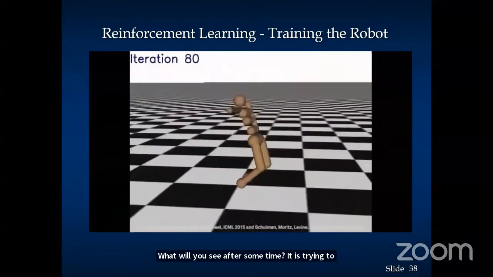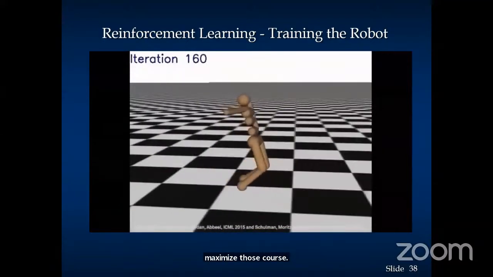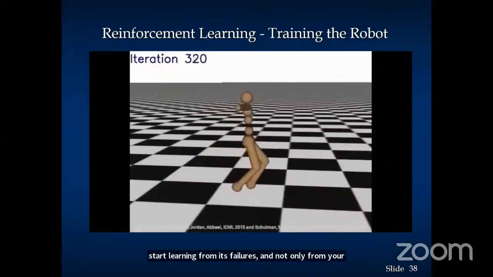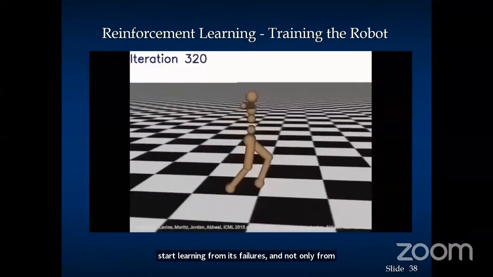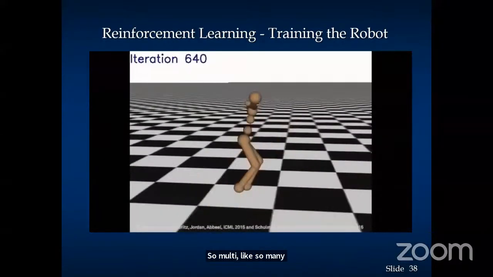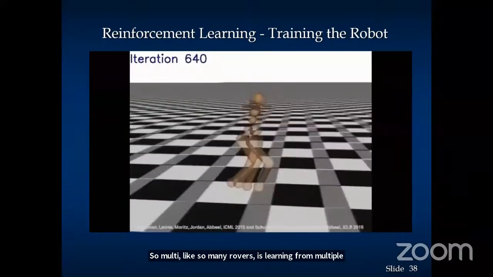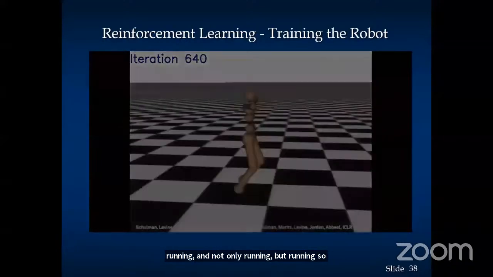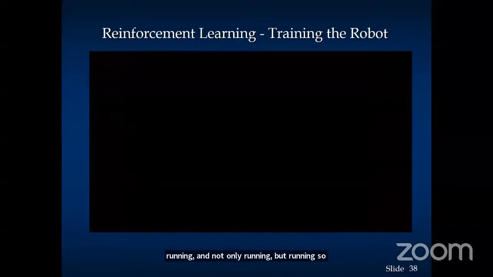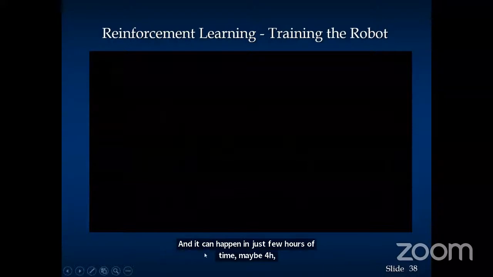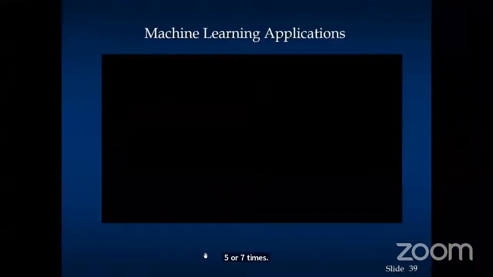First, it will fall down, but after some time, it will start learning from its failures. And not only from its own failures, sometimes you can connect this to other robots who are also learning. So many robots are learning from multiple robotic friends. And then after some time, it's running, and not only running, but running so fast it can beat any human being. And it can happen in just few hours of training. Maybe 4 hours, 5 hours, sometimes 12 hours. So this is the kind of applications we are looking at, artificial intelligence.